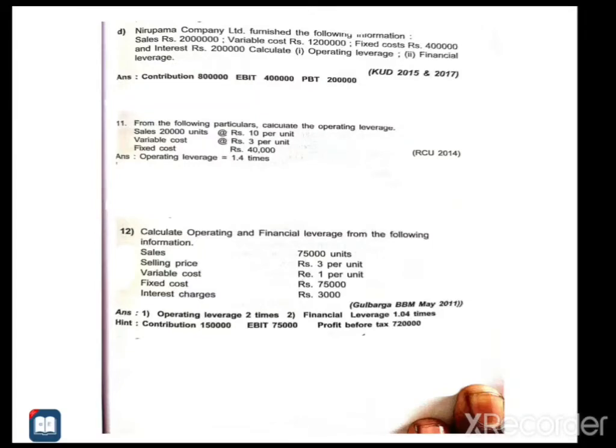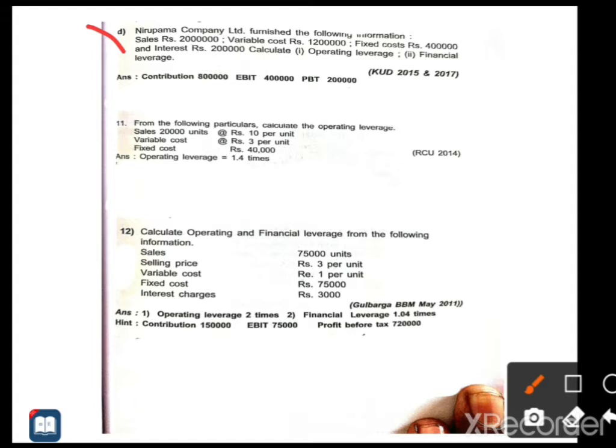Dear students, in today's class we are going to discuss some more problems on leverages. In the previous class we studied the different types of problems on leverages. Hope you understood, and also that you completed the homework I had given. Okay, let us start with one more problem on leverages.